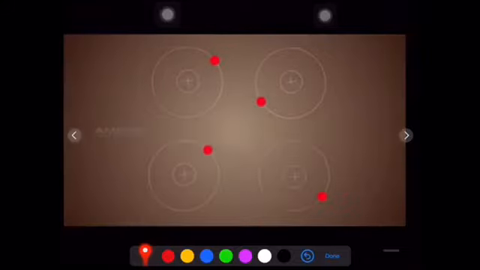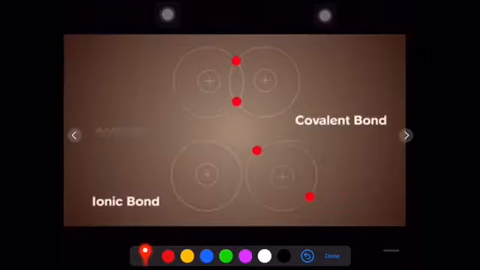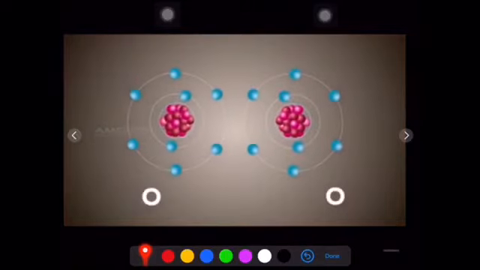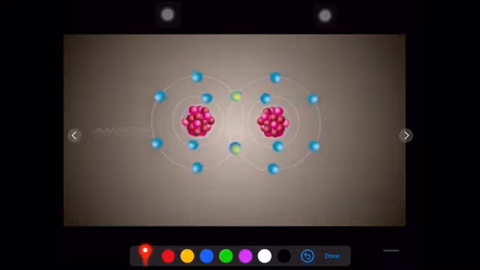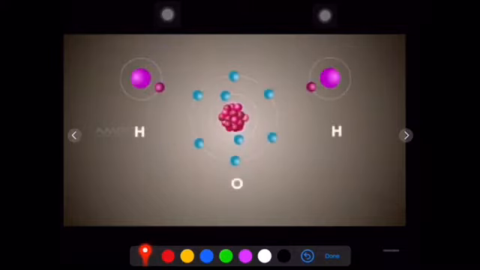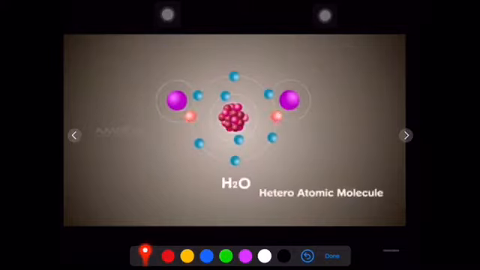There are 2 main types of bonds, covalent and ionic. If a molecule is made up of atoms of the same element, it is called a homoatomic molecule. If the molecule is made up of atoms of different elements, it is called a heteroatomic molecule.